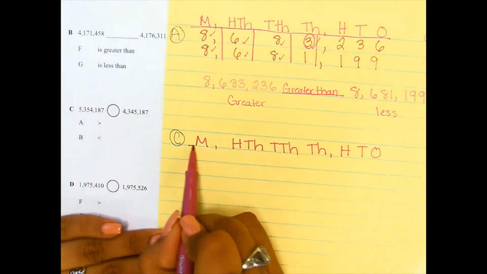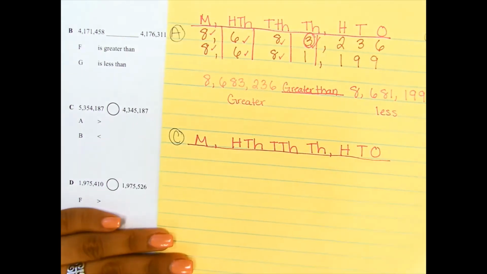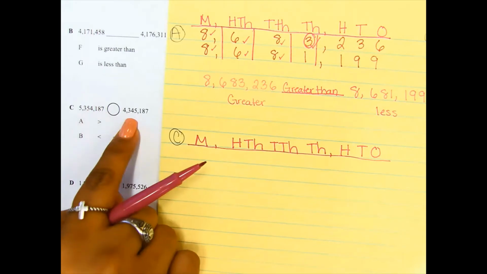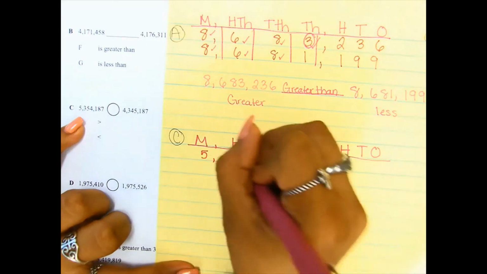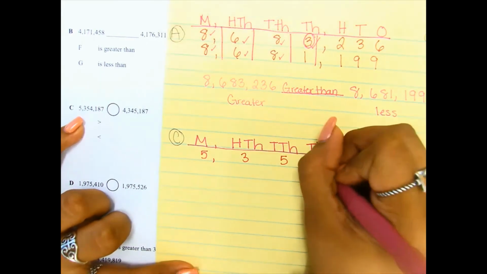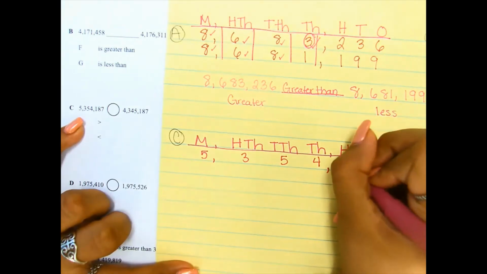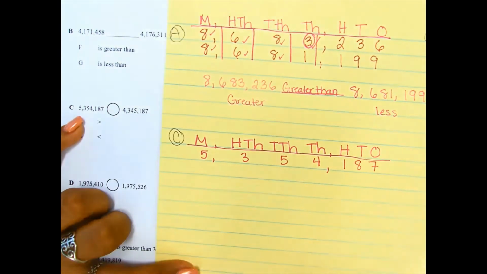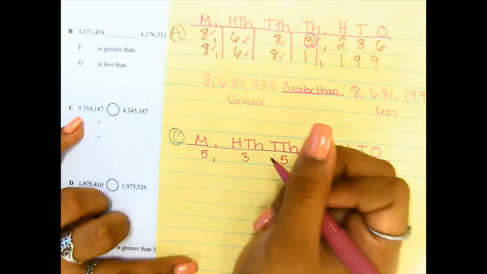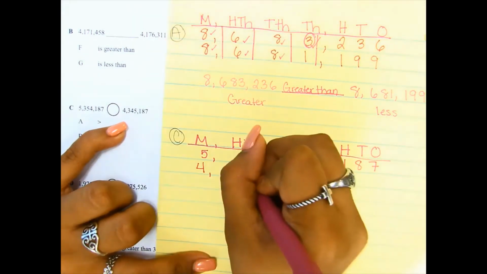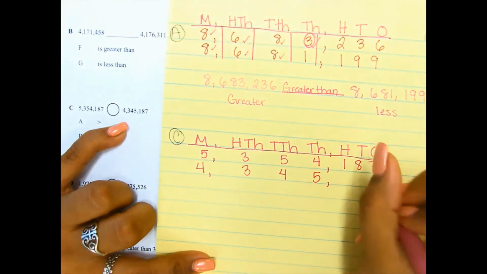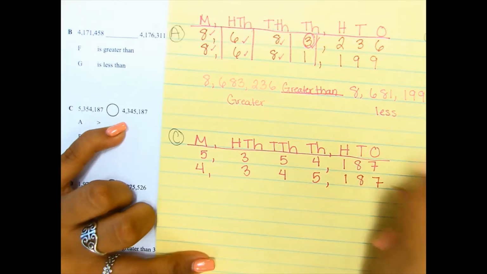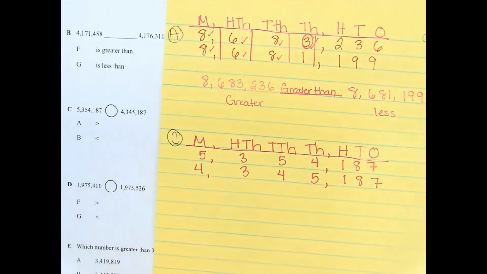And I'm going to go ahead and underline. And I'm going to compare these two numbers here. So let me first start with the first number that I see, and that is 5,354,187. Now let's write the next one, 4,345,187. So those are my two numbers that I'm going to be comparing.